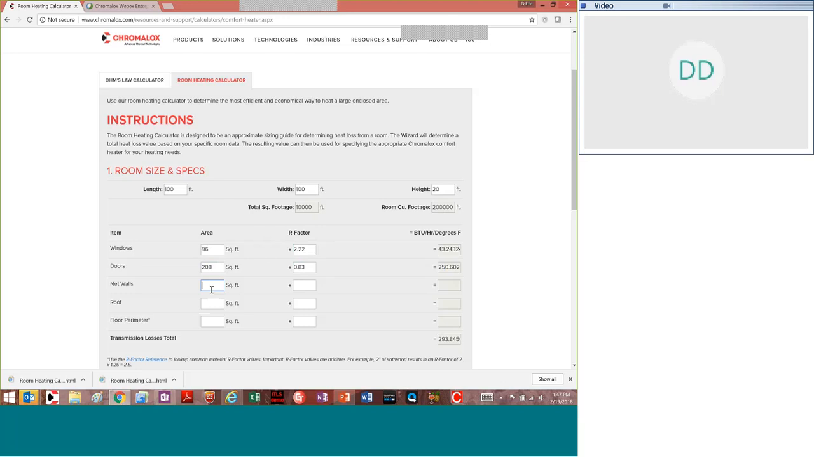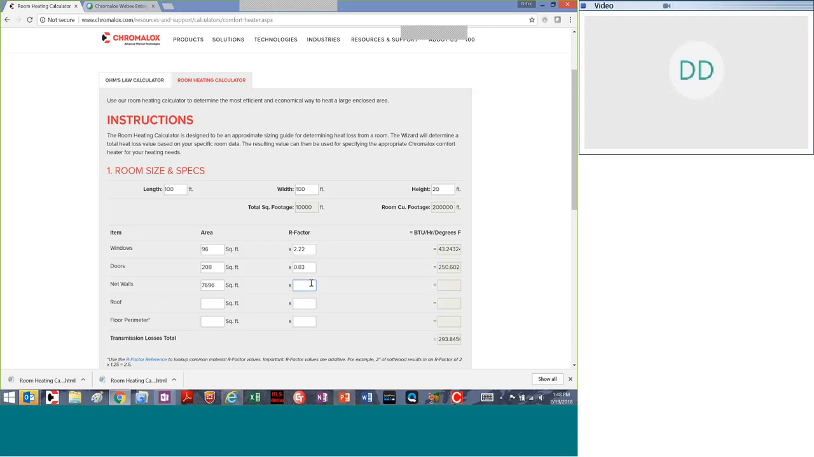Net walls. Now here's something to be conscious of. It's easy to do. You calculate the walls. We're not talking the ceiling. We're not talking the floor. We're talking just the outside walls. Well, in this case, it's 100 by 100 length, width. I'm sorry, 100 length, 20 height, times 4 all the way around, but minus the windows and doors, those other areas with different insulation factors. So, you subtract it out.